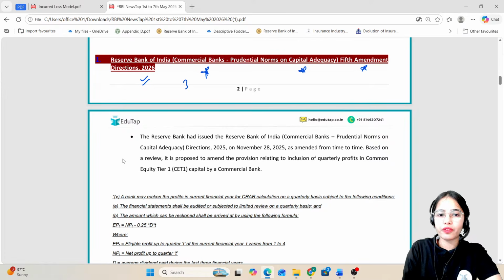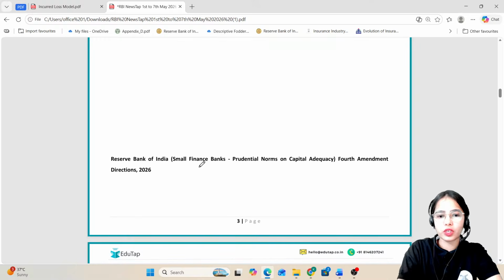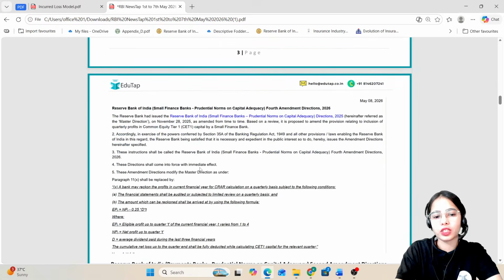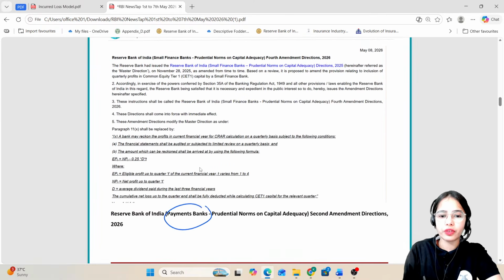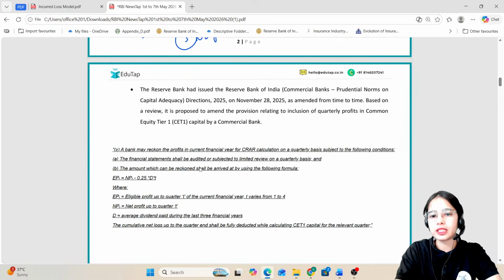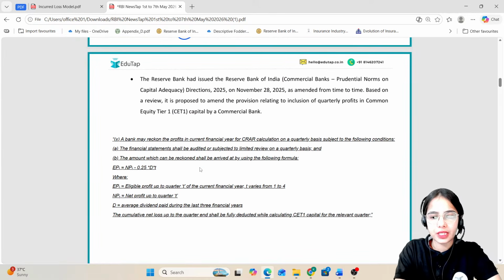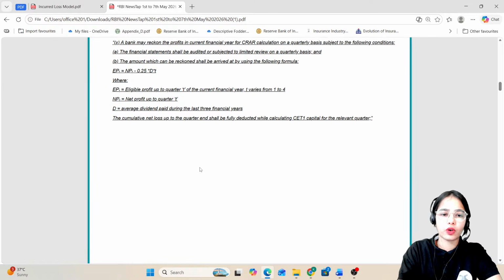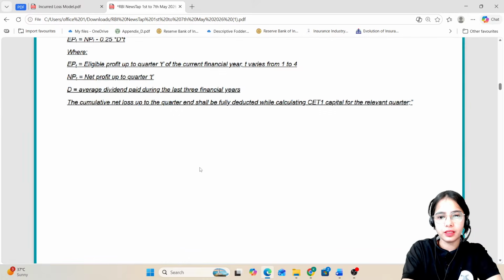Three notifications have been released by the Reserve Bank of India: one for the commercial banks, one for the small finance banks, and one for the payment banks. You will be able to understand all of them easily if you understand these two points that we have to discuss.